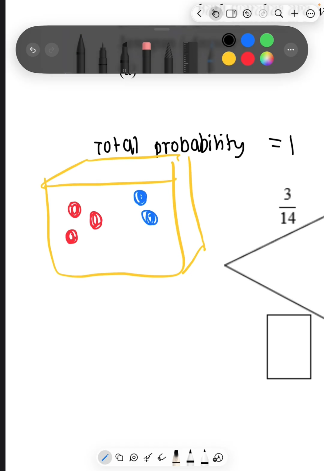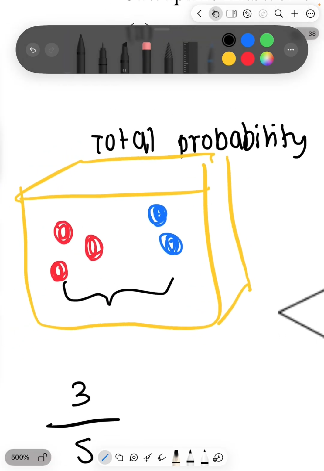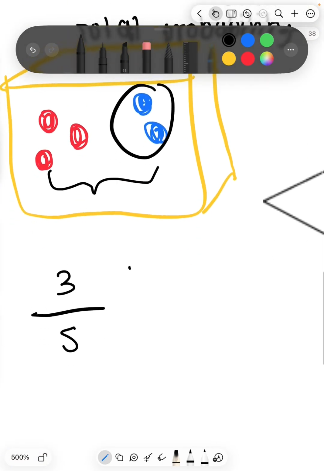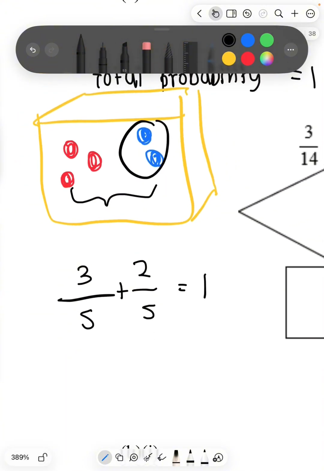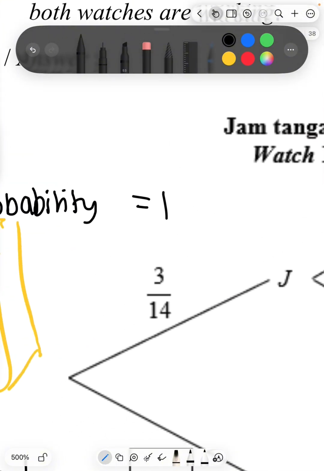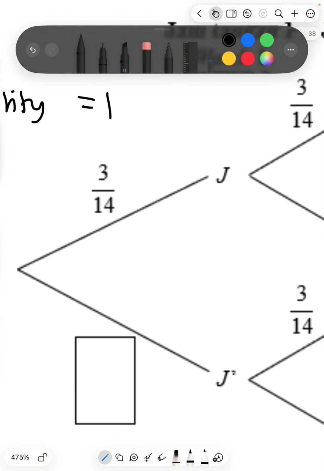Okay. So the probability of getting a red marble from this box is 3 over the sum of these two, right? Okay, so 3 over 5. Now what about the probability of getting a blue marble? It's equal to 2 over 5. Now, look, when you add these two, you get 1. Meaning that whatever the probability is, it's equal to 1. Now, when they already give you j is equal to 3 over 14, in order to get j prime, or the probability of the watch just working, you take 1 minus 3 over 14, and you get 11 over 14.